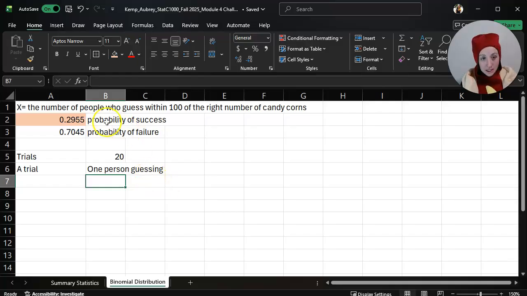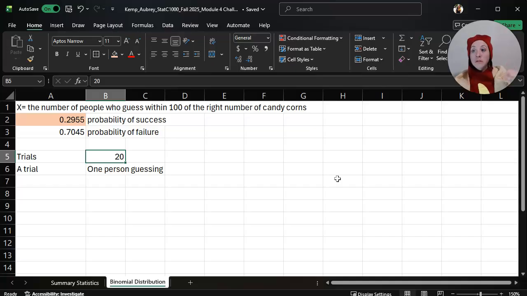And so what we're counting here is where that probability of success is associated. So far with the binomial experiment, we have a fixed number of trials, which is required. I'm saying we're surveying 20 people. That's it. I'm not saying we're surveying people until we get 30 people that guess within 100, because there could be a lot of trials for that. We're just looking at 20 people. Fixed number of trials. We have a probability of success and a probability of failure.